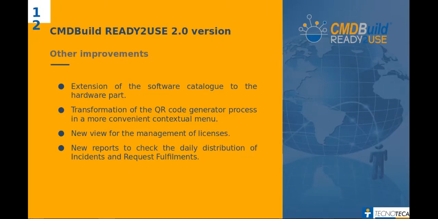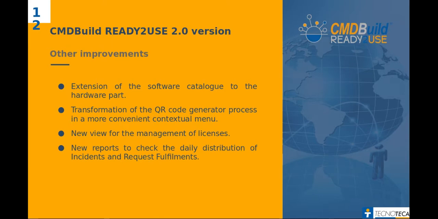Other major improvements that we did are related to the extension of the software catalog to the hardware part, in order again to meet as many different needs of different companies as possible. We created a new QR code generator process, so now it's easier to create the QR codes related to specific assets from the contextual menu.